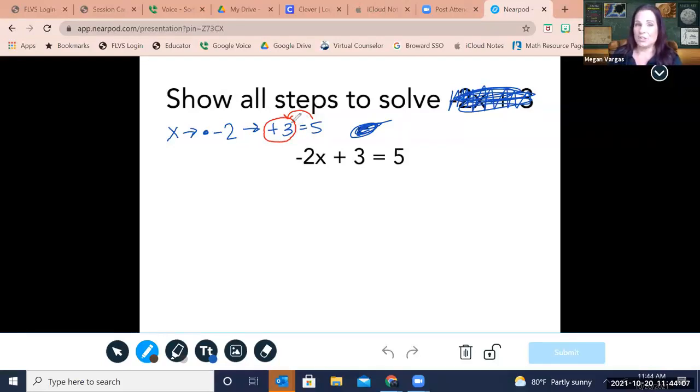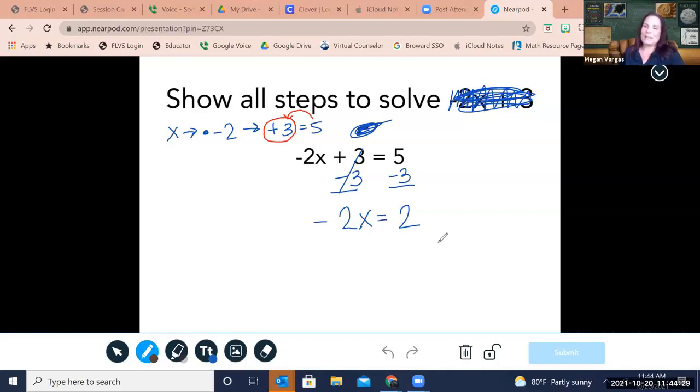The way that I undo the +3 is to -3. 3 minus 3 is 0, so I don't have to write it. Now I've got -2x equals 2.